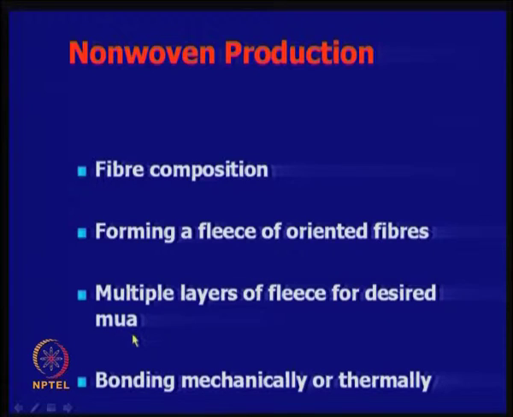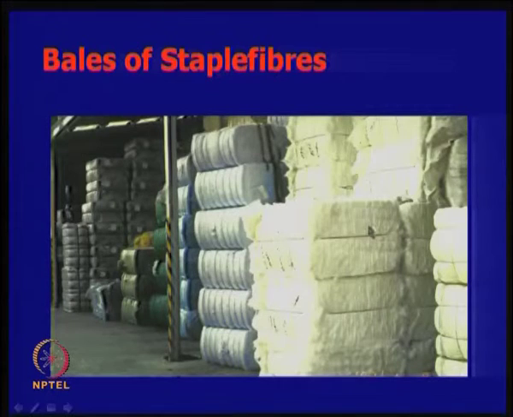Here also we try to characterize some of these nonwovens using this term called MUA, which is nothing but mass per unit area. We measure it also. What we do is bond them mechanically or thermally, either using heat or mechanical bonding, to get a product. So, these materials are all stacked in one place.